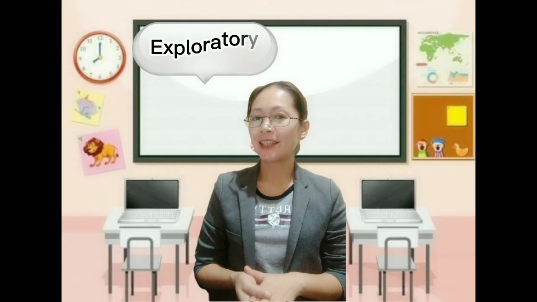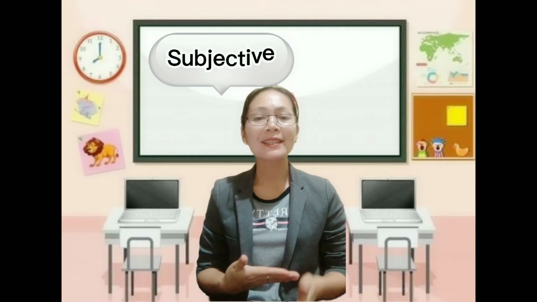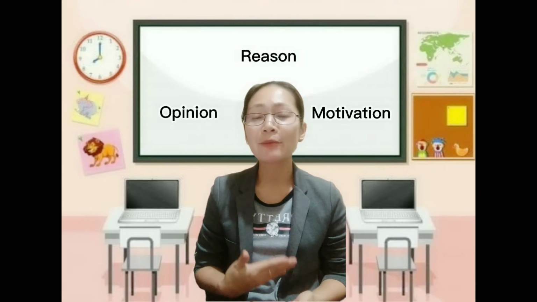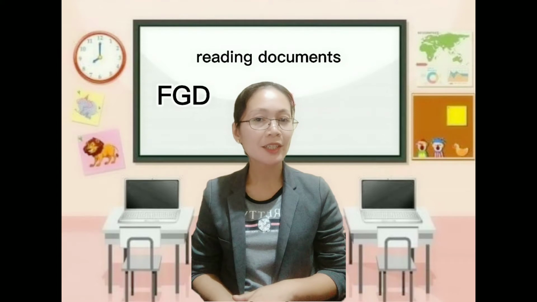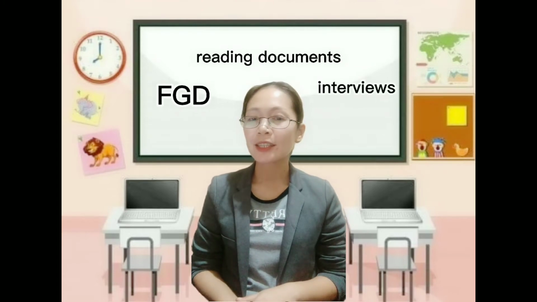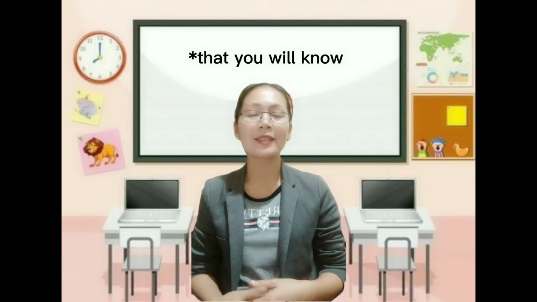A qualitative research is primarily exploratory. In other words, the researcher is going to explore about his topic. And then it is a subjective type of research because it depends upon the opinion, the reasons, the underlying motivations of the participants. That is qualitative research. And the instruments used are usually reading documents, focus group discussions, one-on-one interviews, surveys, and the like. Now, there are 5 types of qualitative research that you will have to know in this discussion.